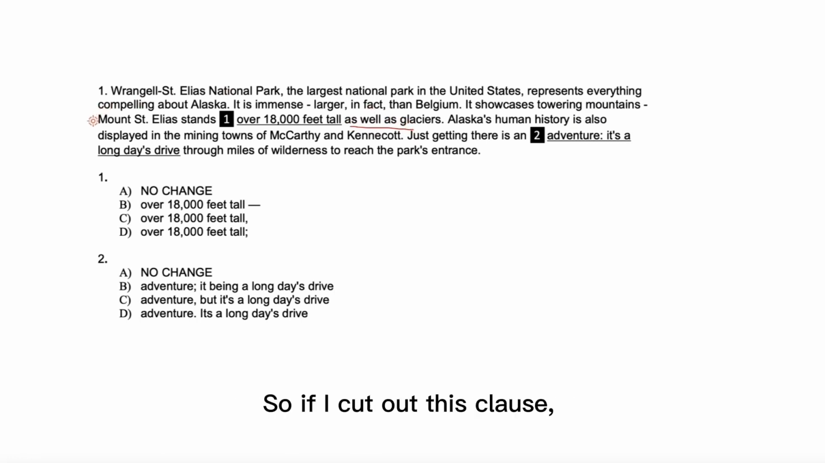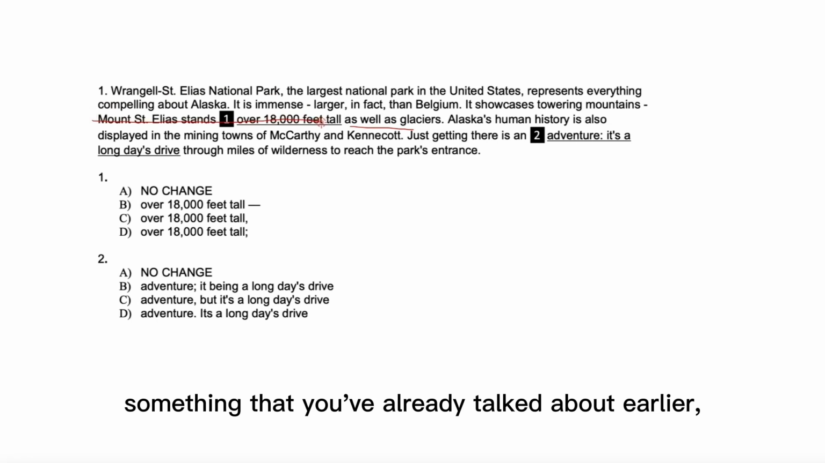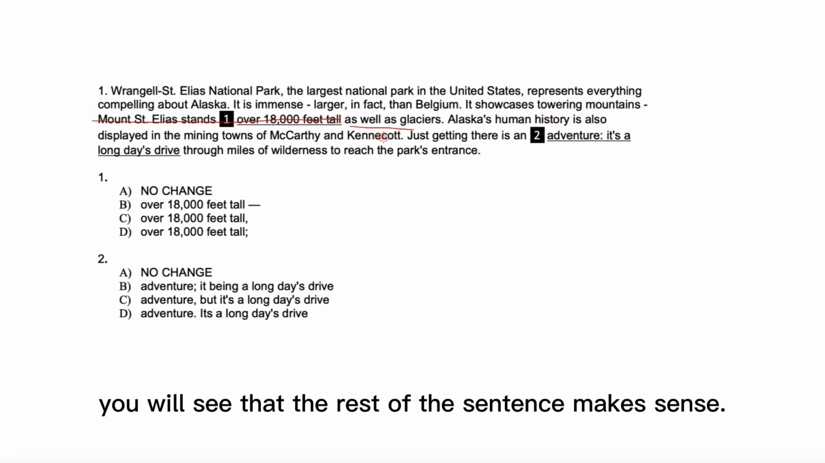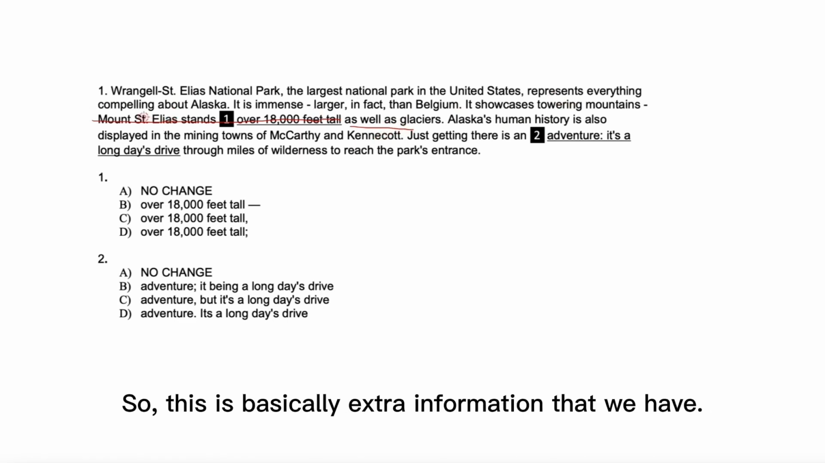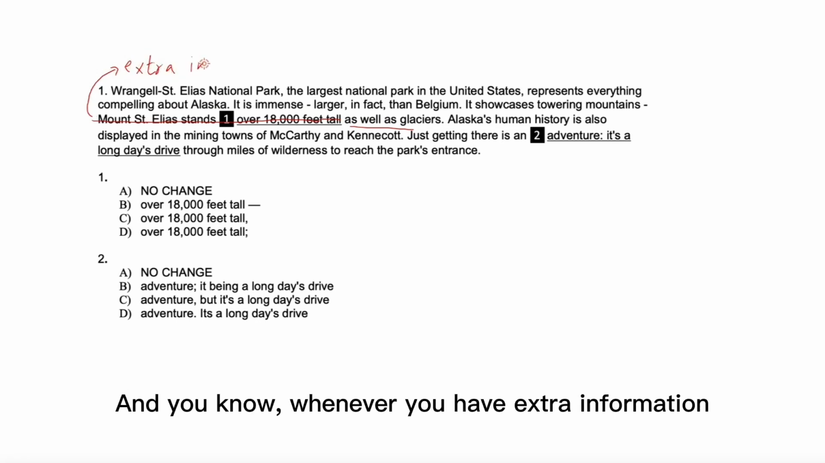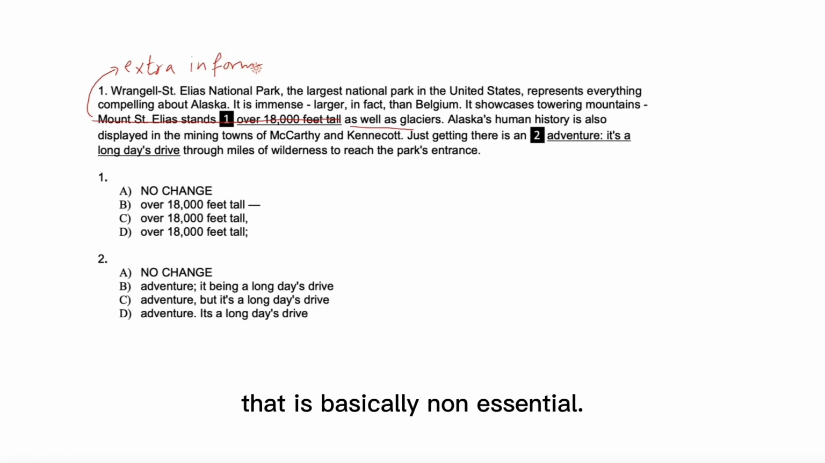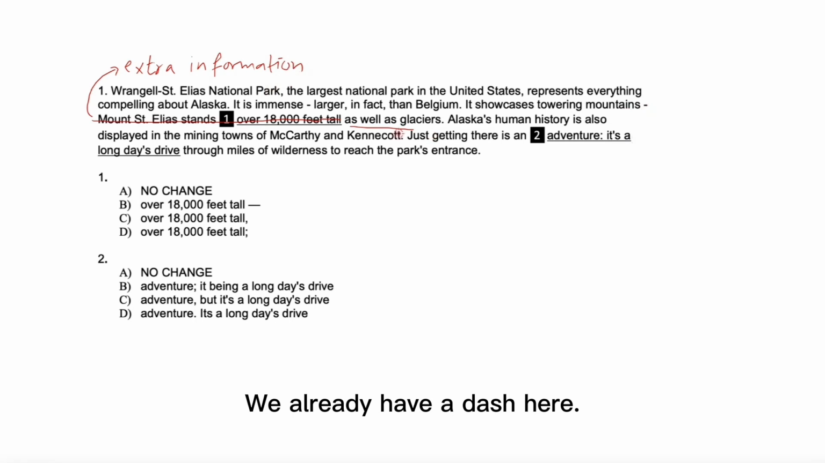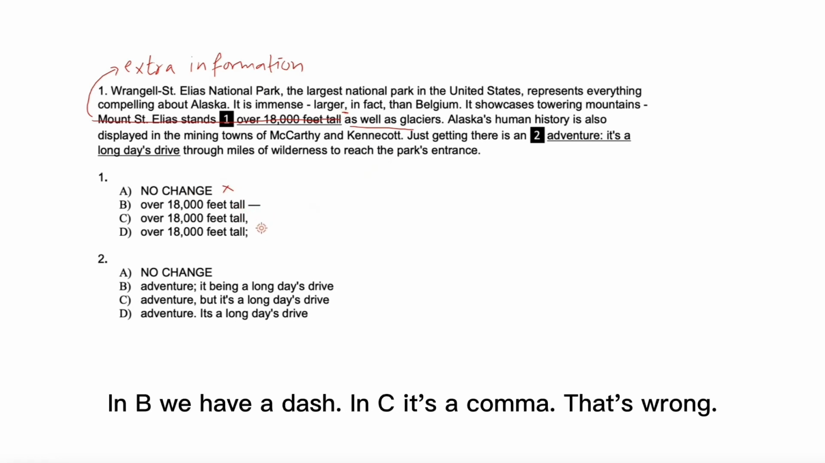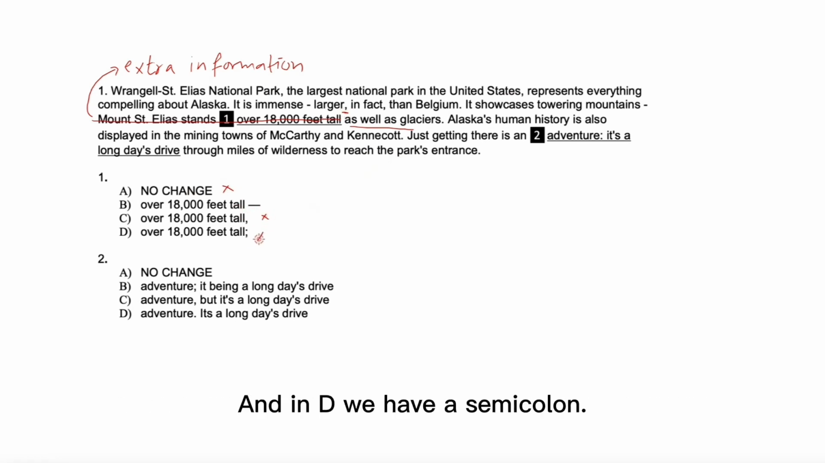So if I cut out this clause, something that we've already talked about earlier, you will see that the rest of the sentence makes sense. It showcases towering mountains as well as glaciers. So this is basically extra information that we have. And whenever you have extra information, that is basically non-essential, and it must come in between 2 commas or 2 dashes. We already have a dash here, so we need to put a dash over here. That is the correct version. So A is definitely wrong. In B, we have a dash. In C, it's a comma, that's wrong. And in D, we have a semicolon, that's also wrong. So the answer is option choice B.